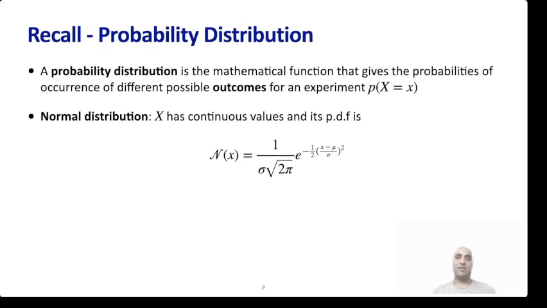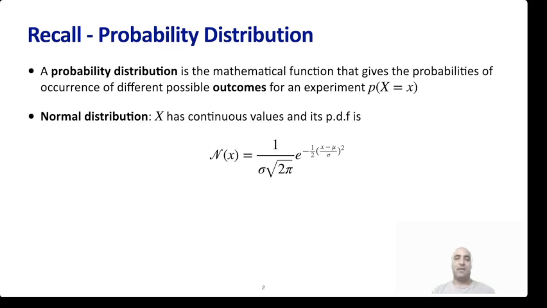In order to understand how expectation maximization works, we need to have a clear understanding of some statistical background. The first concept that we should be familiar with is probability distribution. A probability distribution is a mathematical function that gives the probabilities of occurrence of different possible outcomes for an experiment. So if we have a random variable like x, and we say that x has a normal distribution, it means that x takes continuous values, and its probability density function looks like this.